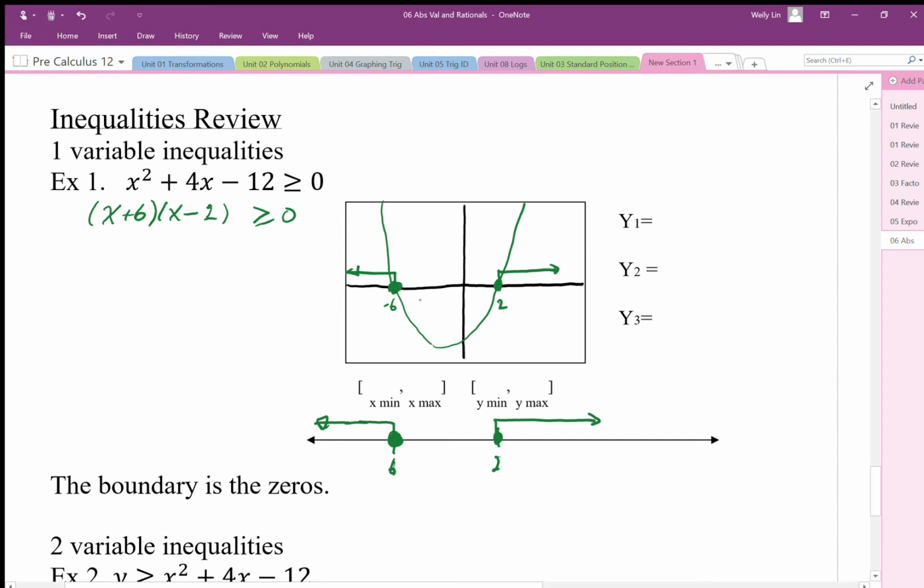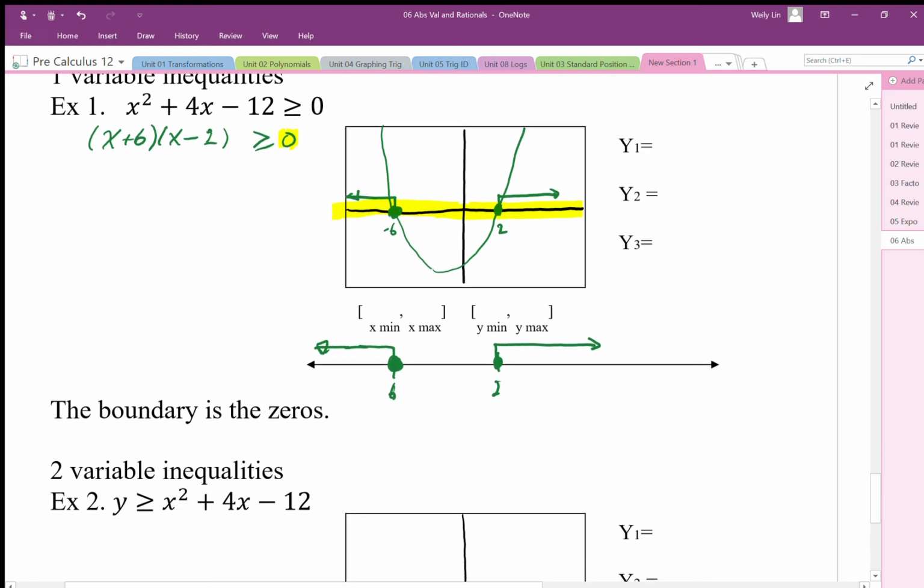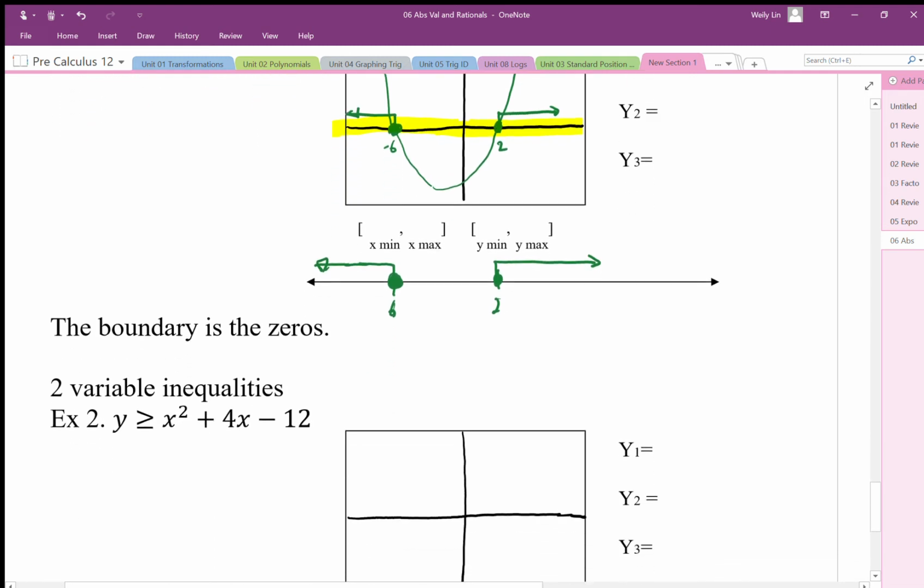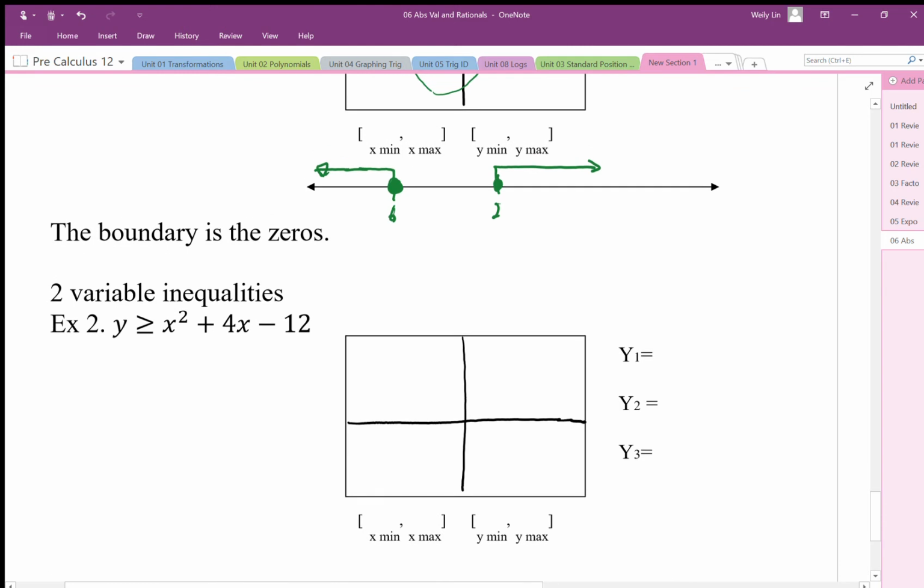Okay, so for a one variable inequality, we can use the graph to see where the graph is above or below the x-axis. Okay, because a 0, I'm just going to highlight this, I'll use a highlighter here. This 0 means the 0 on this axis here. Okay, so the boundary are going to be the zeros.